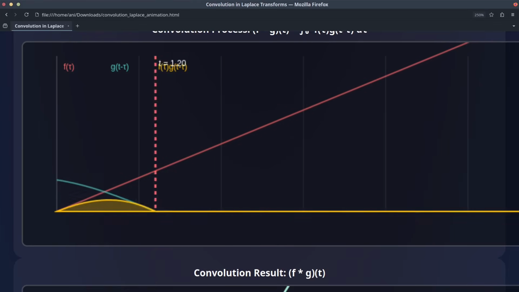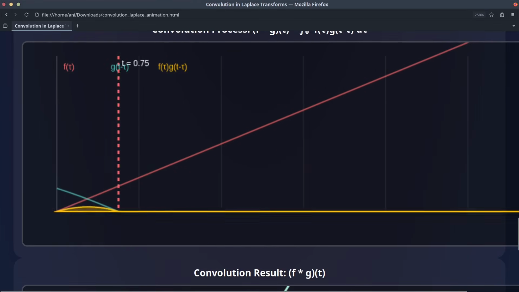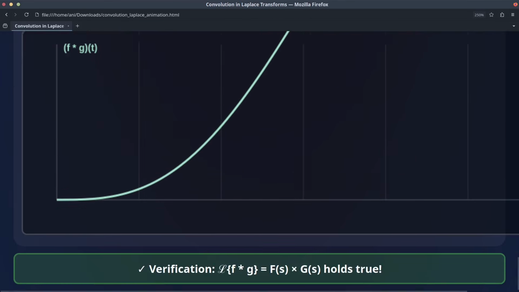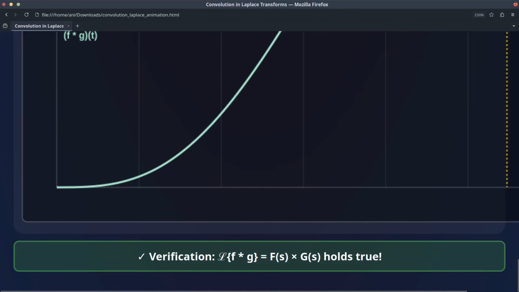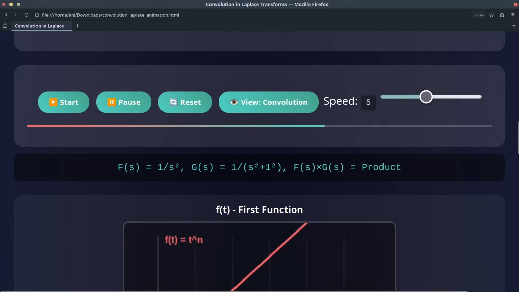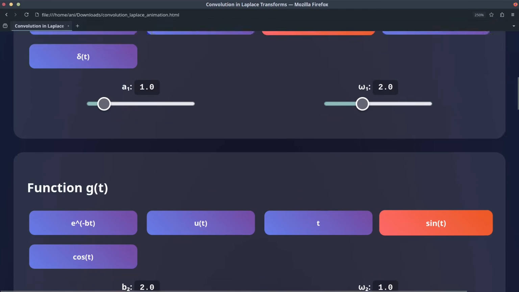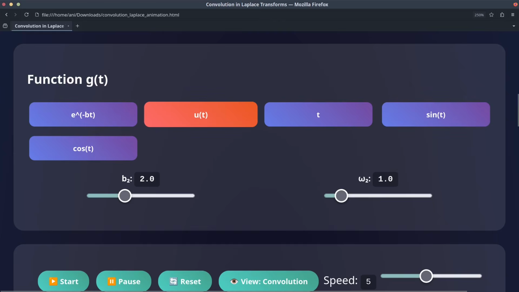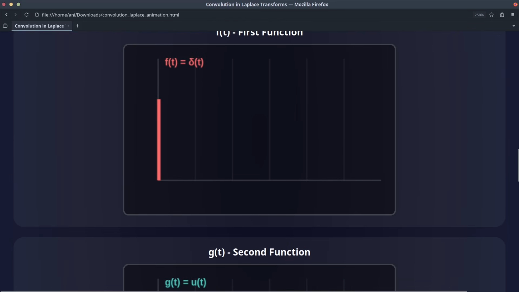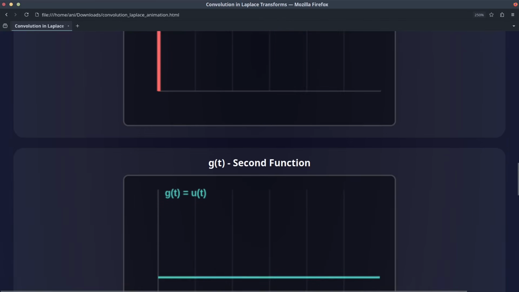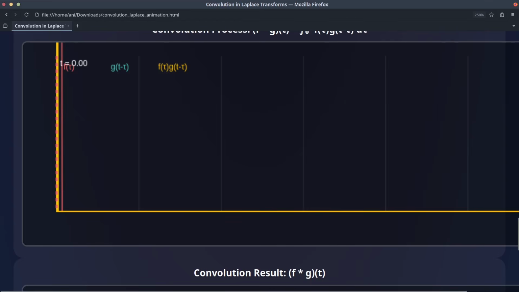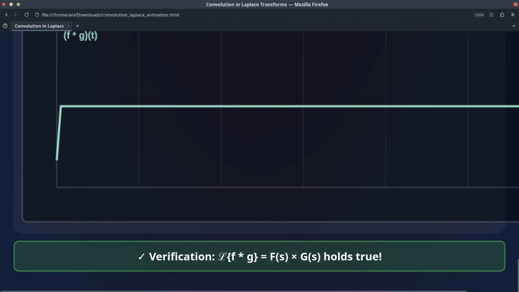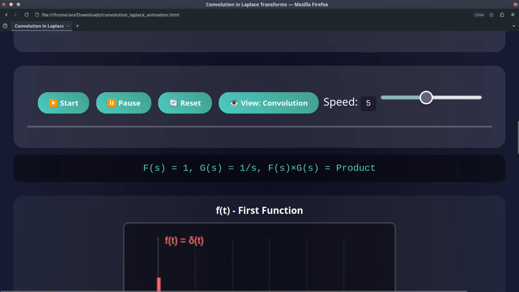Obviously we are seeing the overlap in the area, and this particular graph perfectly shows the behavior of the convolution result as well, and obviously it holds true. We have verified it, so you can see how the convolution visualizes. Let us for instance take delta t into u of t. Delta t is an impulse function and u of t is a step function, and if you combine both of them, it should look something like this, and the result should be a combination of both of them. You can see that overlap as well. Let me play it out.